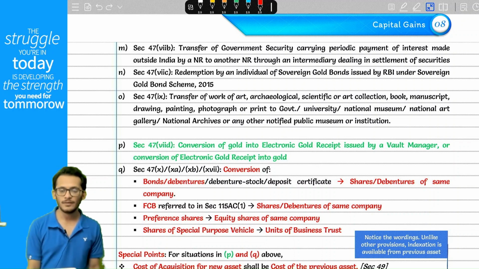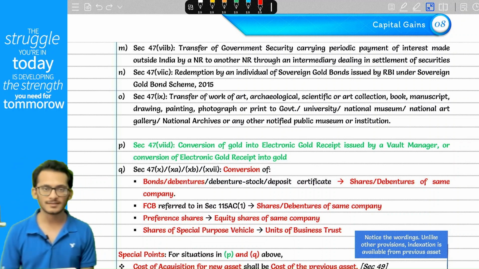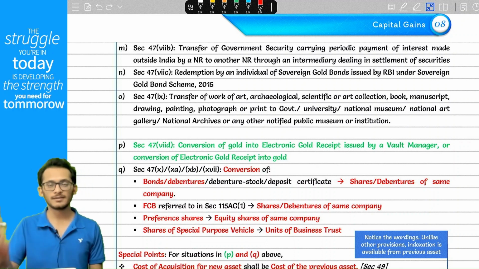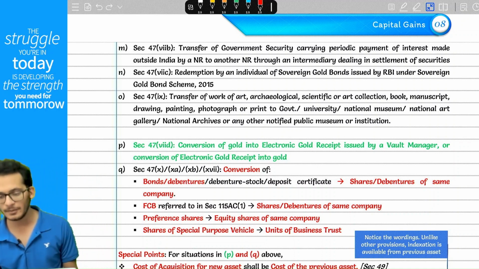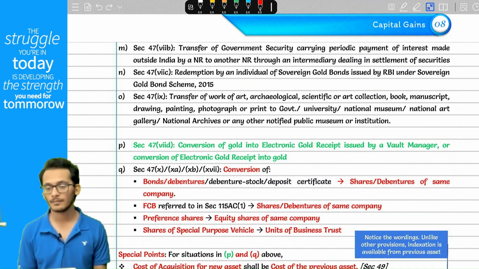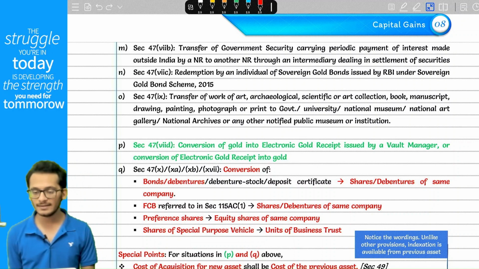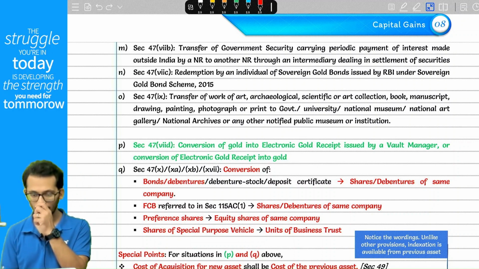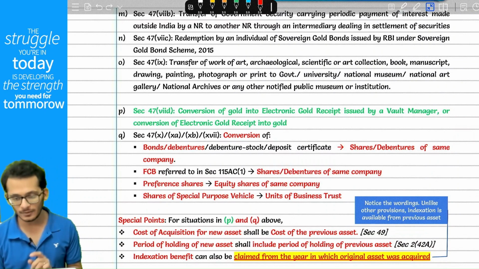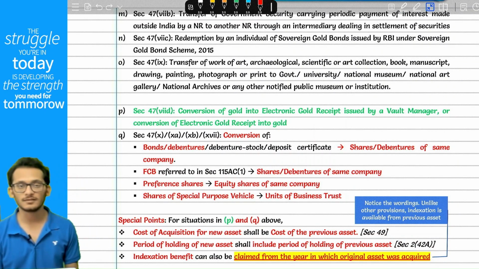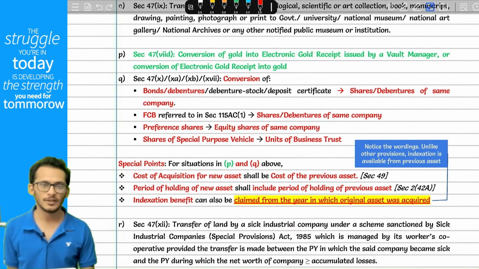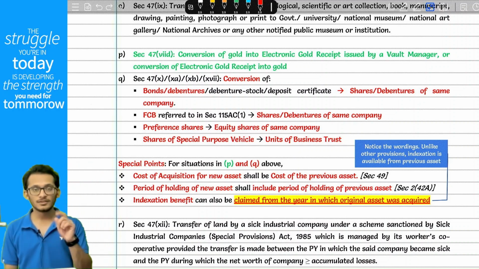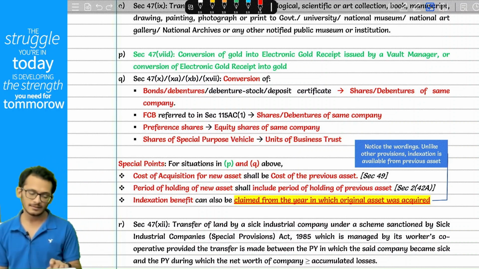Amendment for the current year: if you have conversion of gold into electronic gold receipt, or if you convert gold into gold receipts or gold receipts into gold, both are not taxable. In all these assets, the period of holding of the new asset will become the period of holding of the old asset. Cost of acquisition of the new asset will become the cost of acquisition of the old asset. Indexation will start from the original asset itself, because the assessee is still the same.